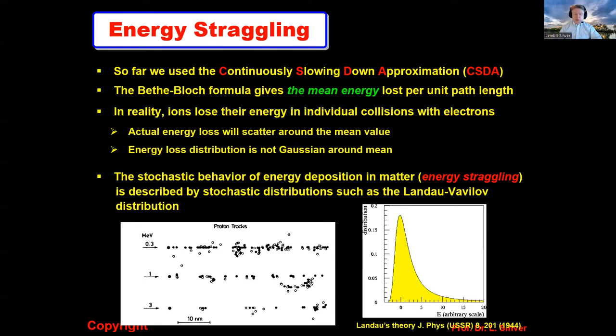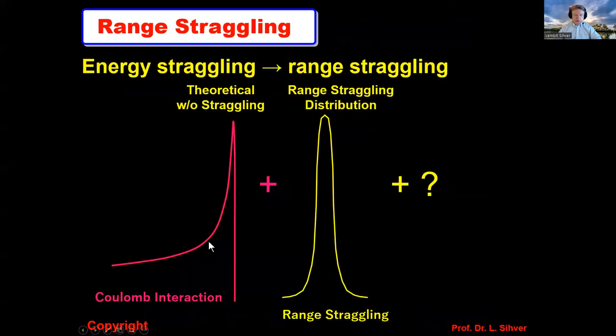The Bethe-Bloch formula gives the mean energy lost per unit path length. But in reality, ions lose their energy in individual collisions with electrons, and the actual energy loss will scatter around the mean value. And this energy loss distribution is not Gaussian around the mean. The stochastic behavior of energy deposition in matter, meaning the energy straggling, is described by a stochastic distribution such as the Landau-Vavilov distribution. And Landau-Vavilov distributions have a tail, so it's not Gaussian.